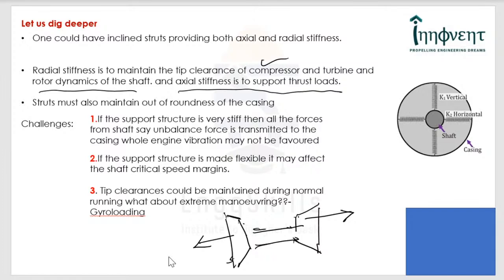Now let's say that we are going to make the support structure stiffness very, very high. That means we are designing the support structure to be very, very stiff. What happens, let's say if the shaft is subjected to unbalance, all the load is actually transmitted from the shaft to the casing, right? As a consequence, the whole engine vibration can get affected.